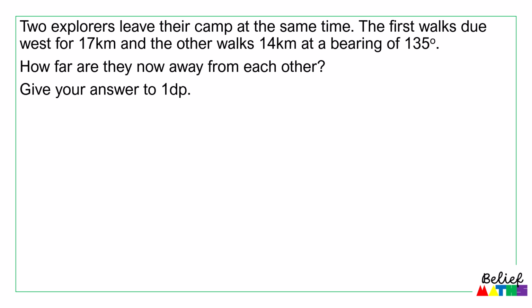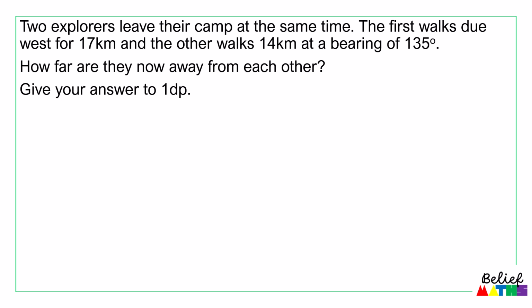And this final question says two explorers leave their camp at the same time. The first one walks due west for 17 kilometers and the other walks 14 kilometers at a bearing of 135 degrees. How far are they now away from each other? And it asks us to give our answer to one decimal place.